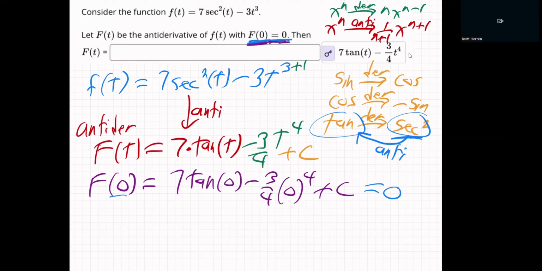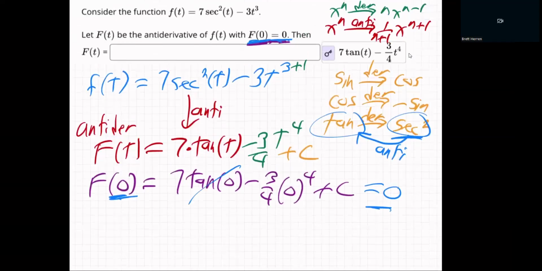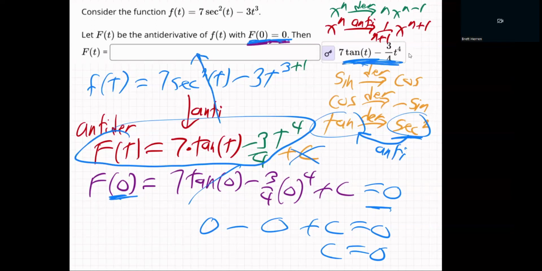Plug in 0, you get 0. Plug in 0, it'll equal 0. Well, 7 tangent 0, tangent 0 is 0, you can check on Desmos. This is 0. So that means the constant must also be 0. So we've got it. This is the antiderivative right here. The constant is just 0. And so that goes in the box. Sure enough, that's the anti they got. And so there it is.